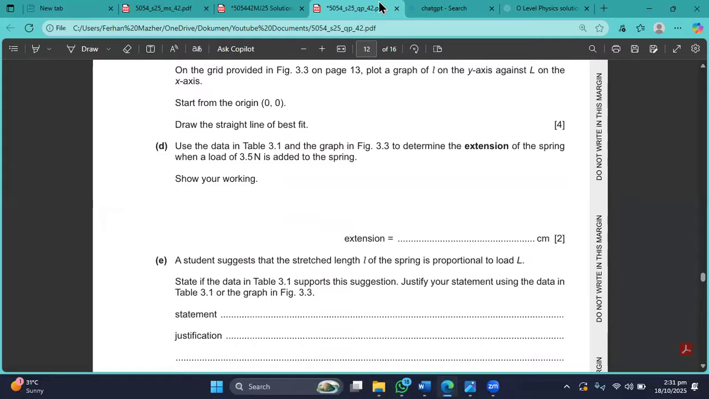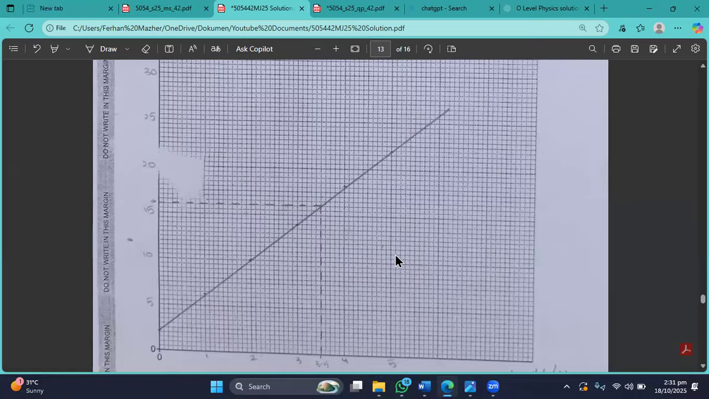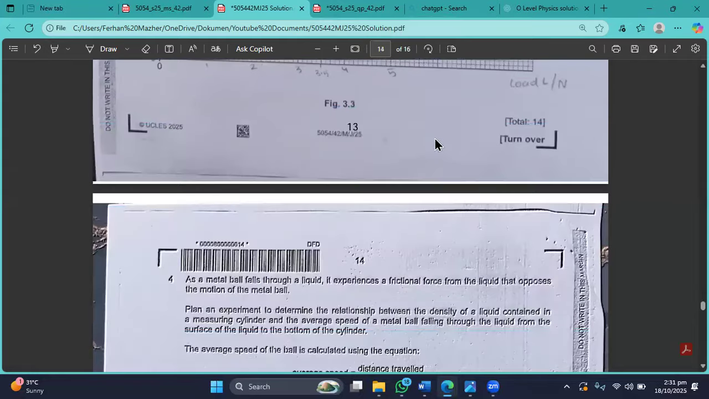Then he says use the data in the table 2.3.1 and the graph in the figure 3.3 to determine the extension of the spring when the load of 3.5 Newton is added to the spring. Show your working. So when a load of 3.5 is added, I will go to the graph and at this 3.5 Newton load, I will check what is the length. So the length is 15, 16, something. Now I know the length when the load is 3.5 Newton.